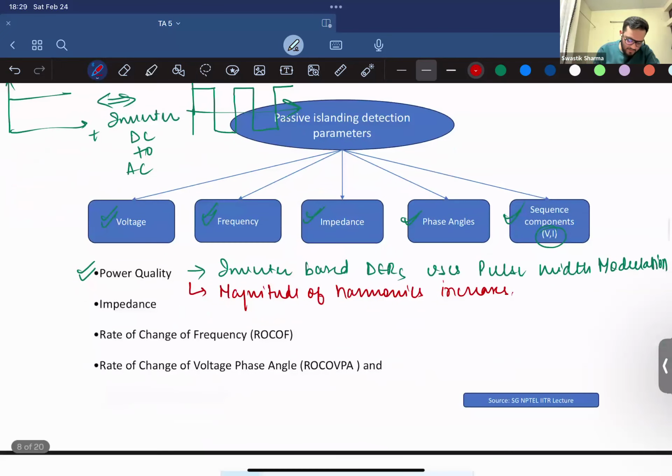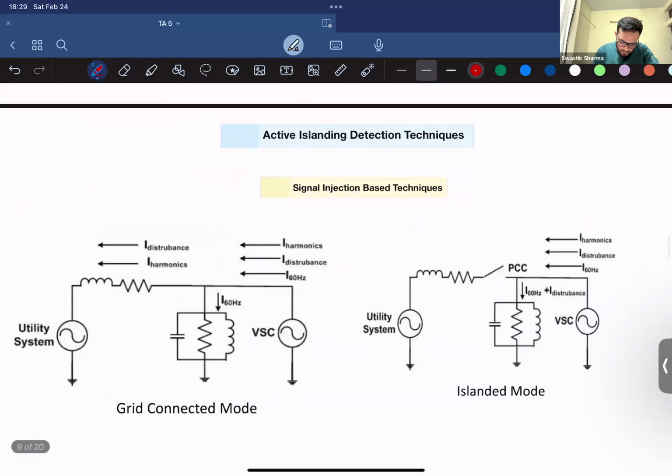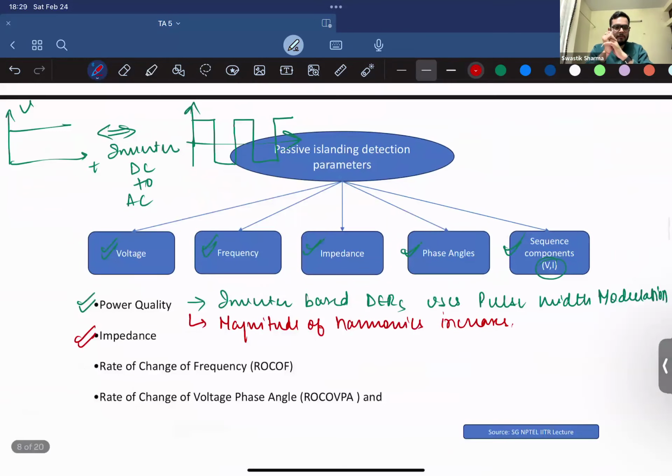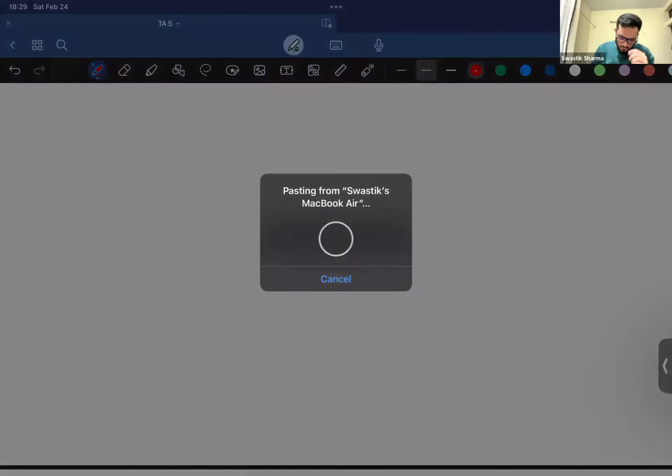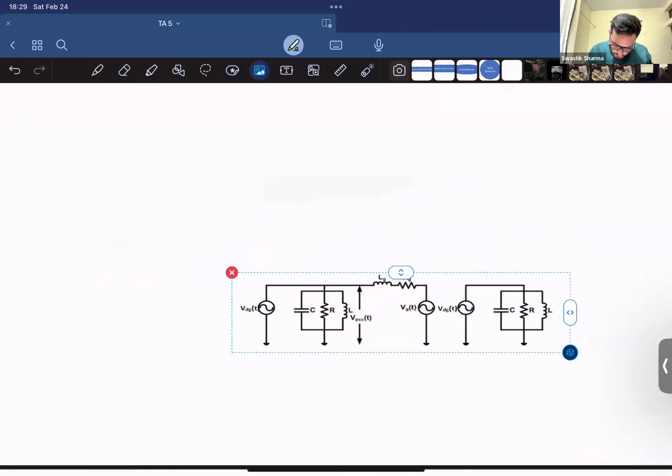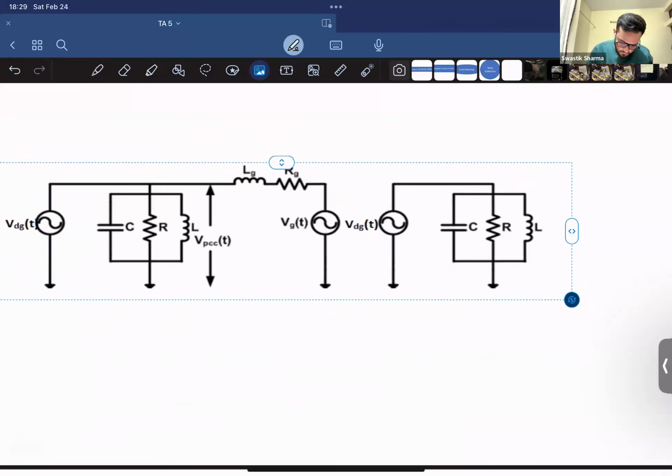Then you have impedance-based detection parameters. So what is it? Yeah. In impedance-based detection, I forgot adding the figures. Let me add the figures.